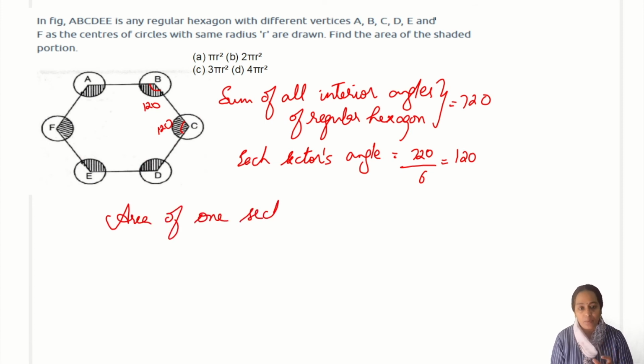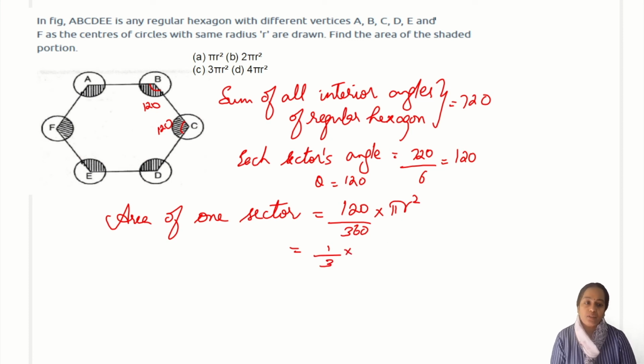So let me find one sector now. Area of one sector. What is the area of one sector? Theta by 360. Theta is 120 degrees. 120 degrees divided by 360 multiplied by pi r square. So now this is 1 by 3 pi r square. I need not do the calculation for pi now because my answer options are having pi and r there. So there's no need to calculate. So I simply have to write 1 by 3 pi r square itself.